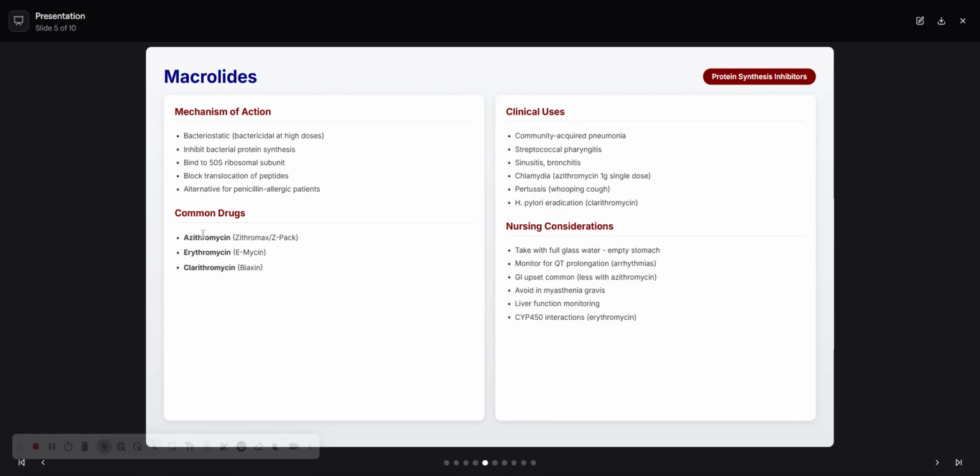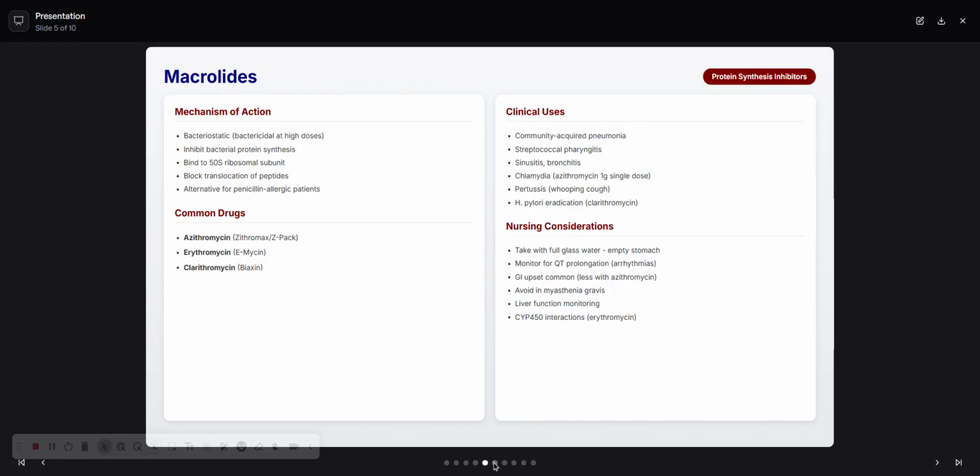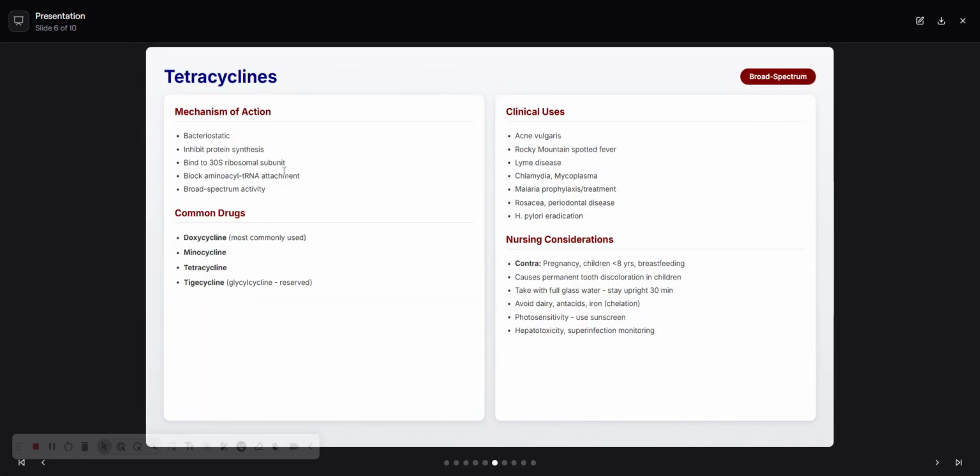Again, if you look at the common drugs, they all have the thromycin suffix, meaning that thromycin is the suffix you should be looking for when you're dealing with macrolides. And yeah, that's really all you have to know for the test. This can also be helpful, but it's not high priority right now.